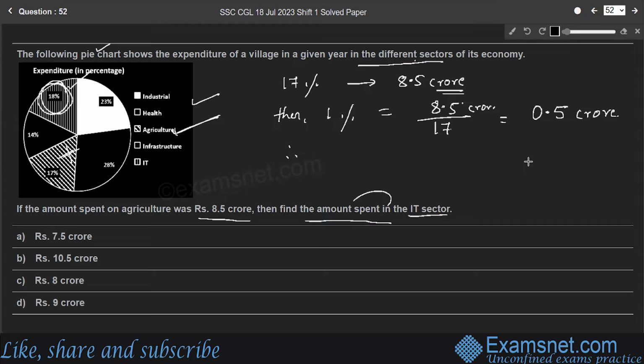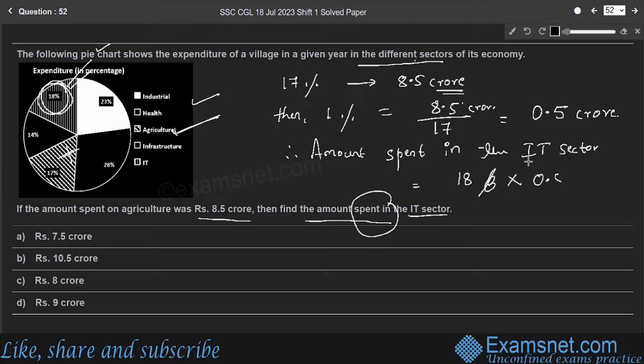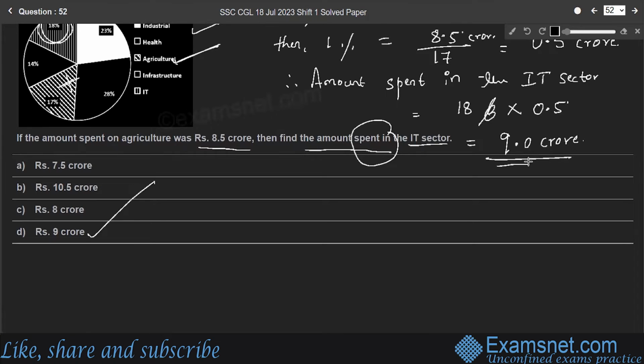Therefore, amount spent in the IT sector is 18% of the total economy, right? Therefore, amount spent in the IT sector, which is nothing but 18%, right? So 18% of total economy. Here 18% means 18 into 0.5 crore. So which is 9 crore, right? Therefore 9 crore is the answer. So look at the options. Option D is the right answer.